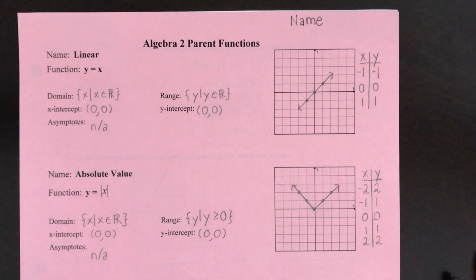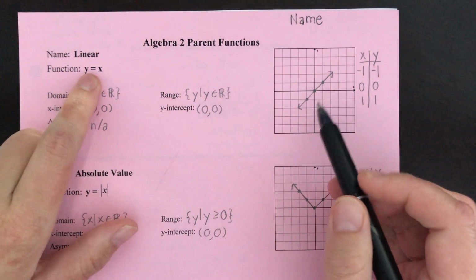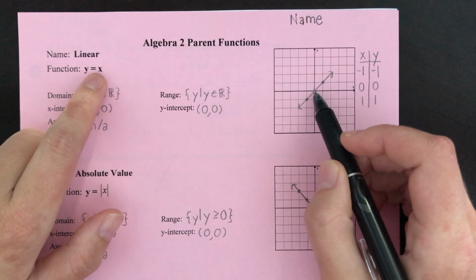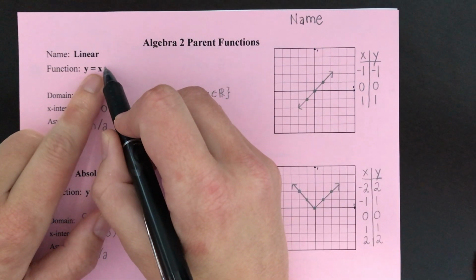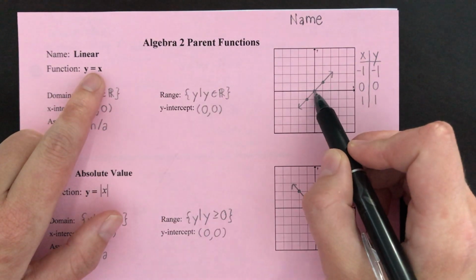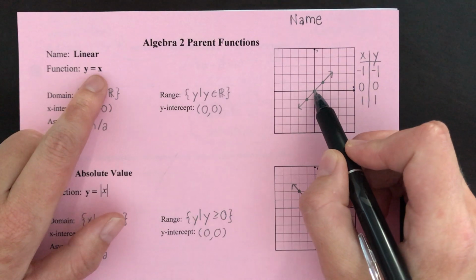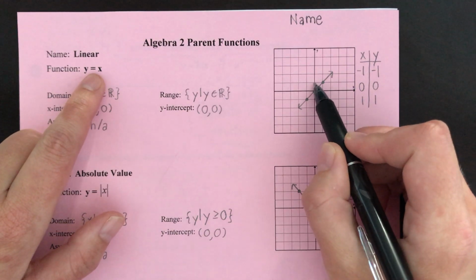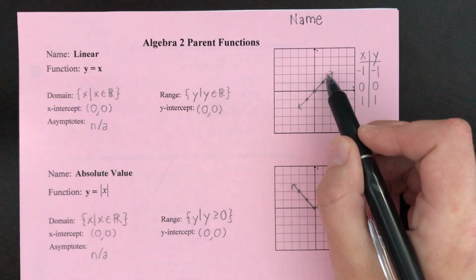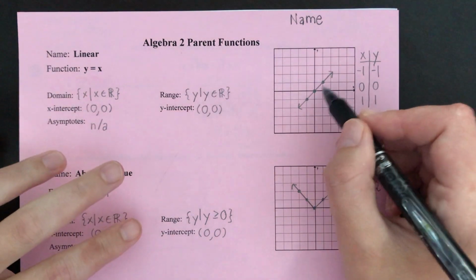So the linear parent function we'll start with is the function y equals x, and if we plot that graph using slope-intercept form, of course the y-intercept, it's like plus 0 is implied here. So the y-intercept is (0, 0). All right, the slope is positive 1, so you would go up 1, right 1, or down 1, left 1 forever.